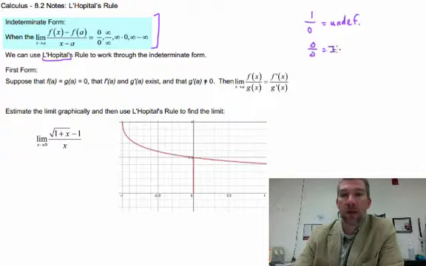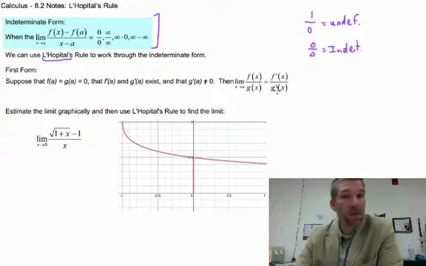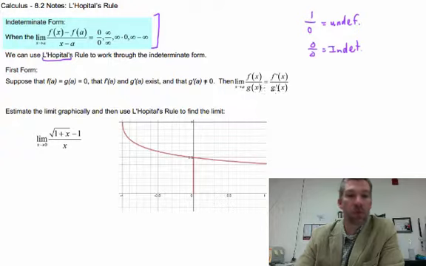This is indeterminate. Notice that there's a difference here. As long as I can take the derivative of both functions, and as long as g doesn't equal 0 when I take its derivative, we can use what's called L'Hopital's Rule. So here we go. Estimate the limit graphically and use L'Hopital's Rule to find the limit.